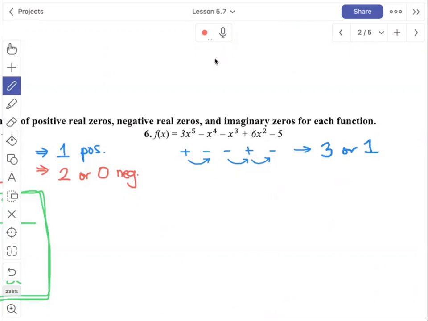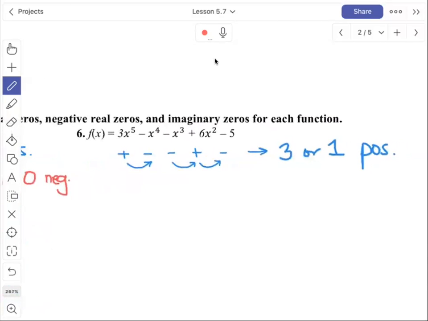All right. Let's try the next one. Angie, help me out with this. I want to find out how many negative roots there are. How do I do that? How many negatives? Angie, I'm kind of confused on this part.